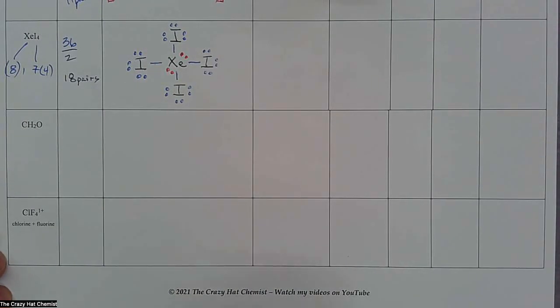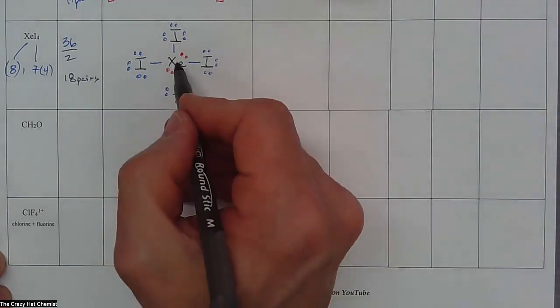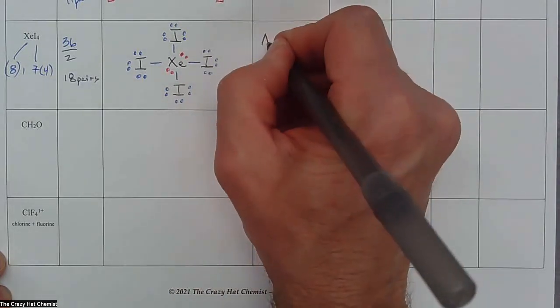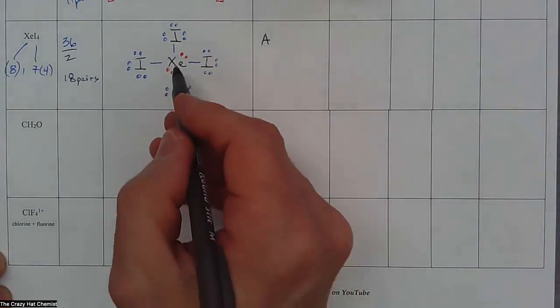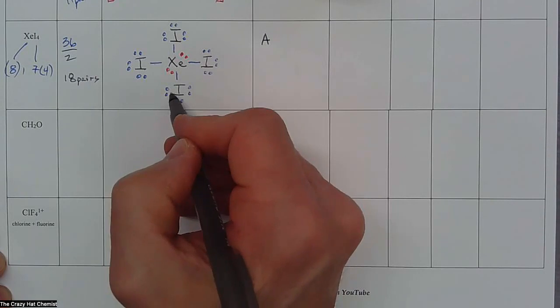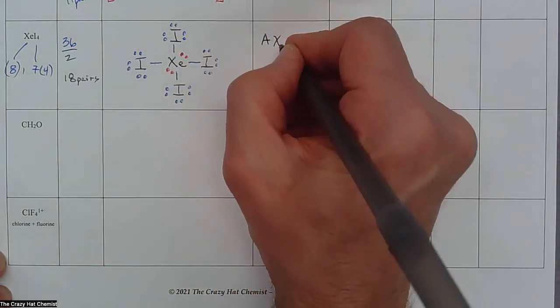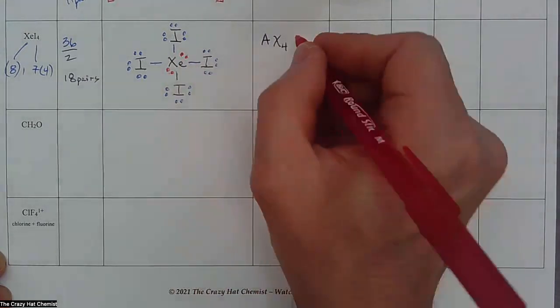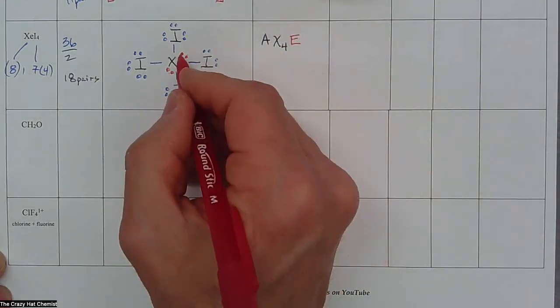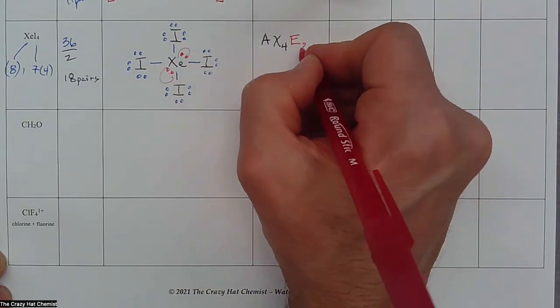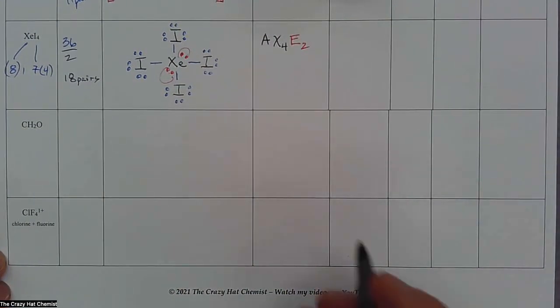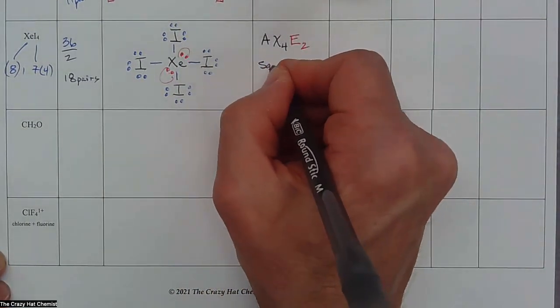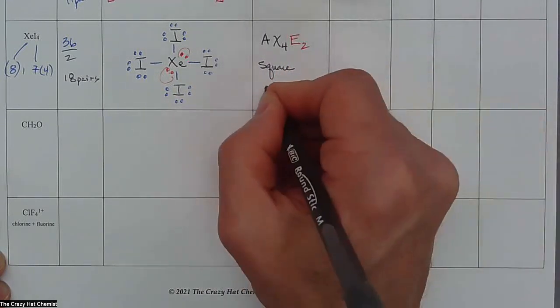All right. We're going to draw this AXE structure. The A is that central xenon. That's A. And then how many elements are physically attached to that? 1, 2, 3, 4. That's X4. And then are there any lone pairs on the central element? Yes, there are. Those are E's. How many E's? That's 1 and 2. That's 2. Okay. And this corresponds to square planar.